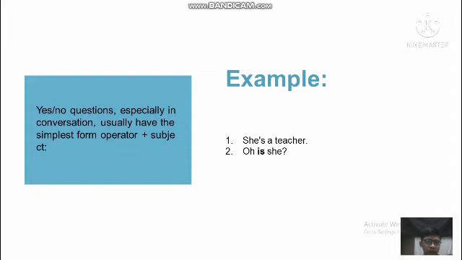As you can see, these elliptic questions are not really asking for information. They rather function as back channels. So it's showing interest and keeping the conversation going.